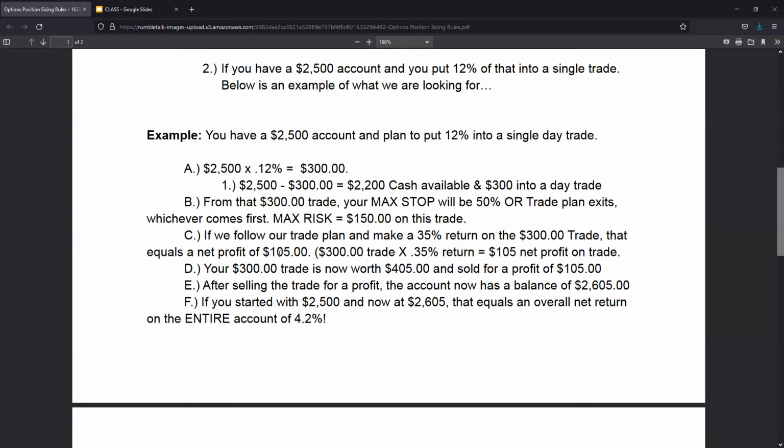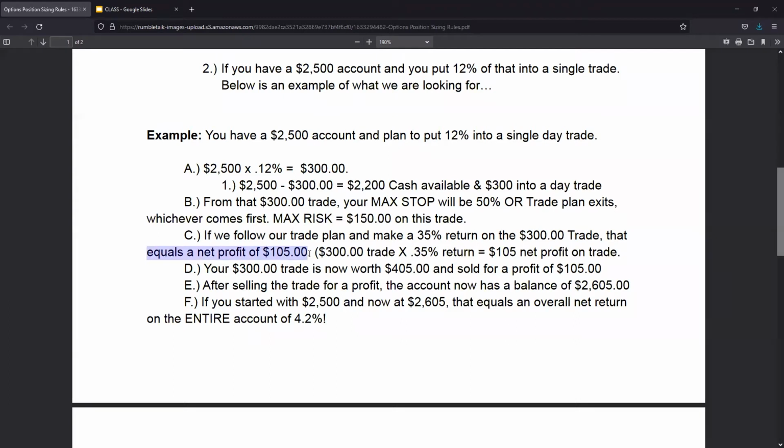All right. So now if we follow our trade plan here and let's say we make a 35% return on that $300 trade, and we close many of those out this week. So if we make just a 35% return on a $300 trade, that equals a net profit of $105. Okay. And what's really important here, I'm not going to be able to stress this enough.